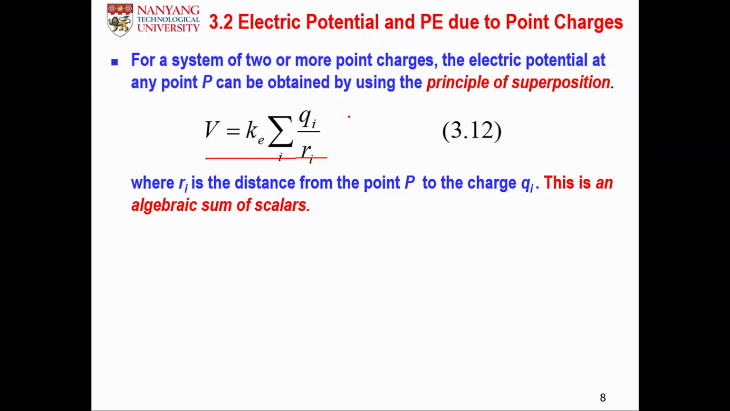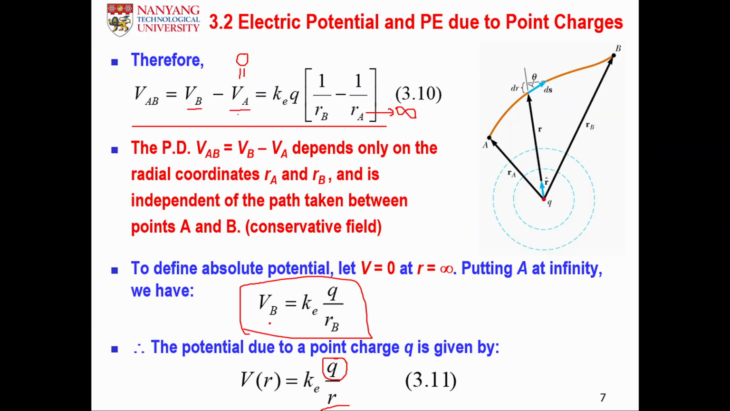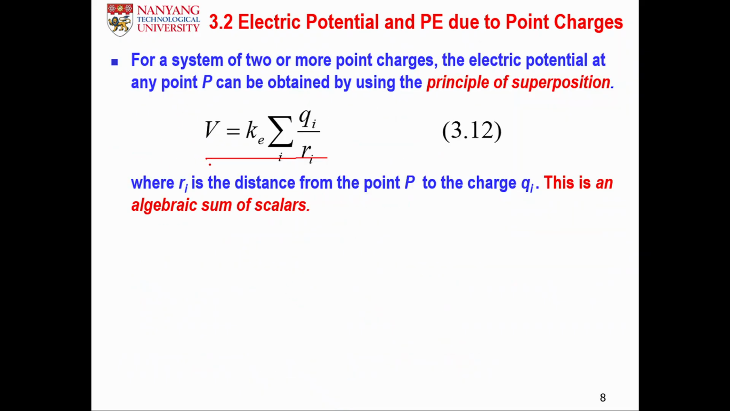And the difference is that this potential is not a vector. It's just a scalar, which means you only need to consider its magnitude. There is no direction for V. That is why it's not a vector sum. Whereas for E, if you use a similar principle of superposition, you need to find the vector sum, right? So this is the difference.